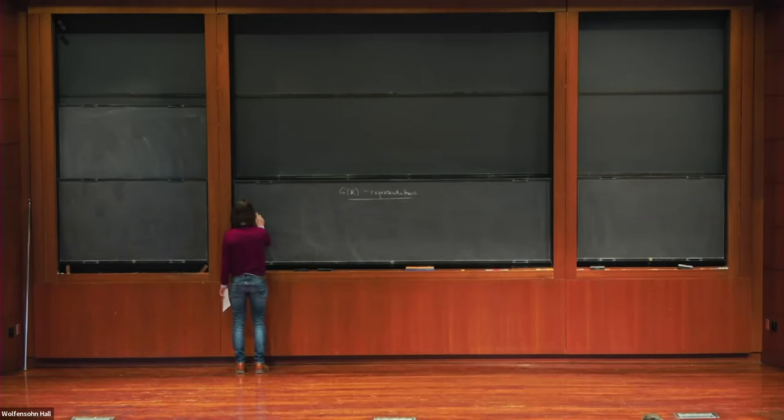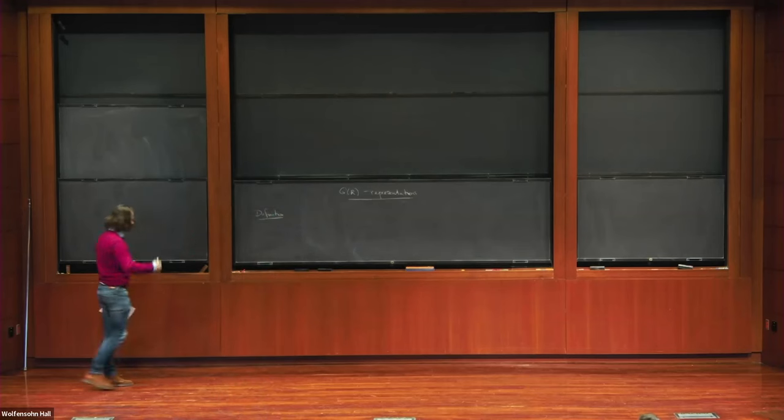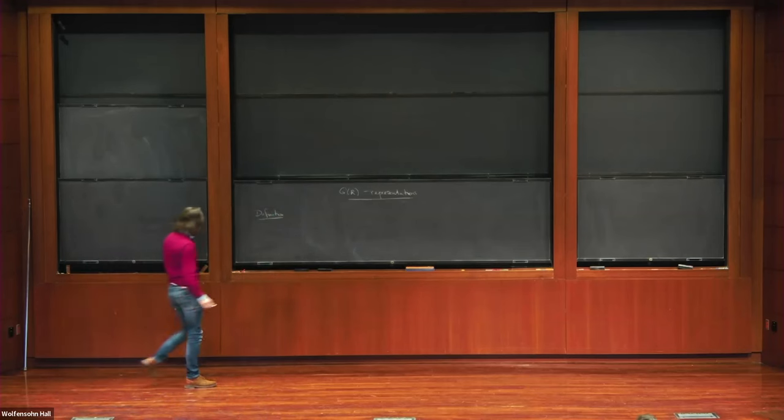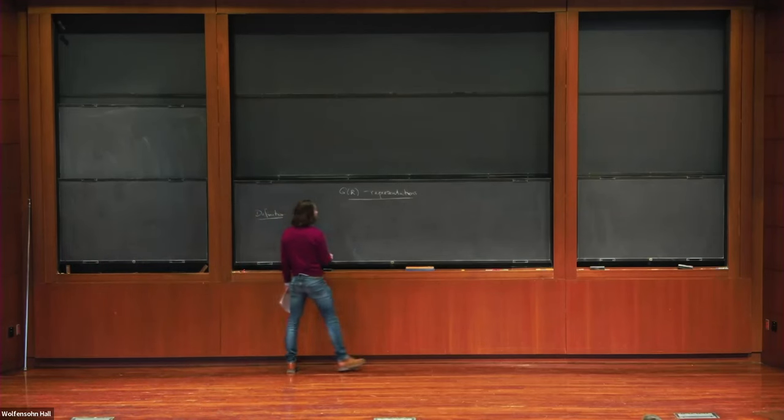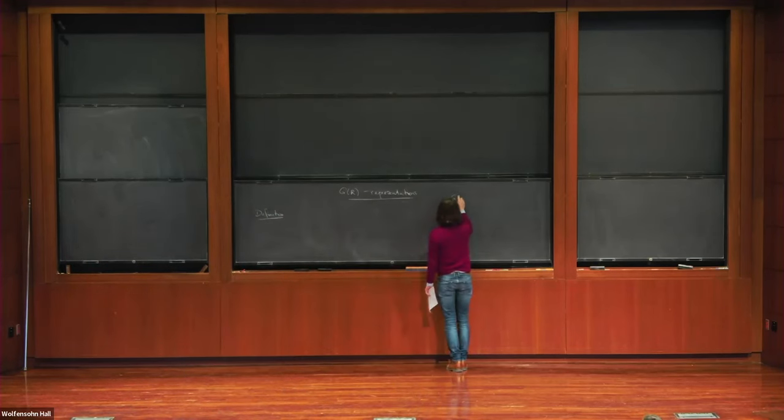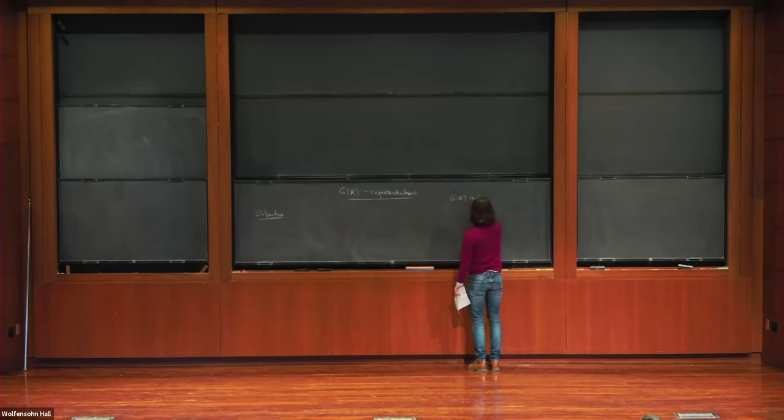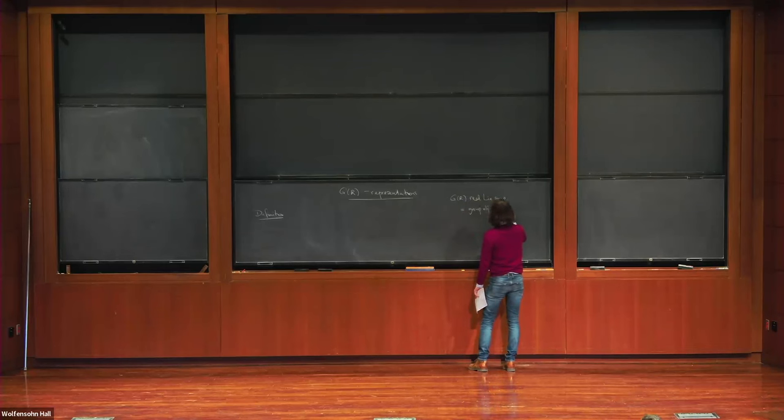So let me start by stating the definition right away, but I will use a little bit of formalism in it that I will then explain afterwards. I just want to give you the flavor of the definition right away. So G of R is a real Lie group. And the way I will think about this is as a group object in real analytic manifolds.